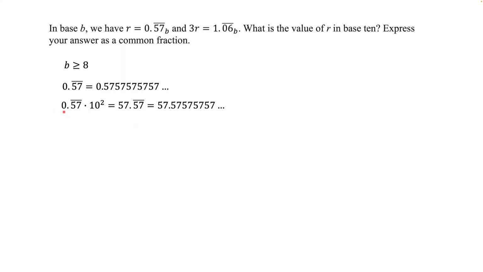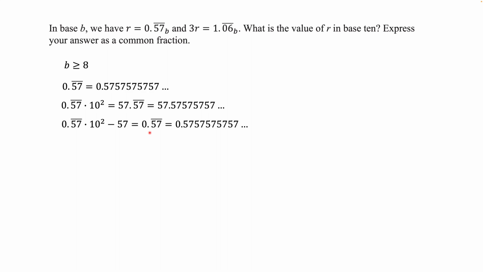Now, in our case, this 0.57 bar is in base B, and the 10 written here also has to be in base B. So this is not 10 in the decimal system, it's 10 in base B. Everything here is base B. Next, we want to get back to 0.57 bar. To do this, we subtract 57 from this number, and we're back to 0.57 bar. Again, all the numbers are in base B.